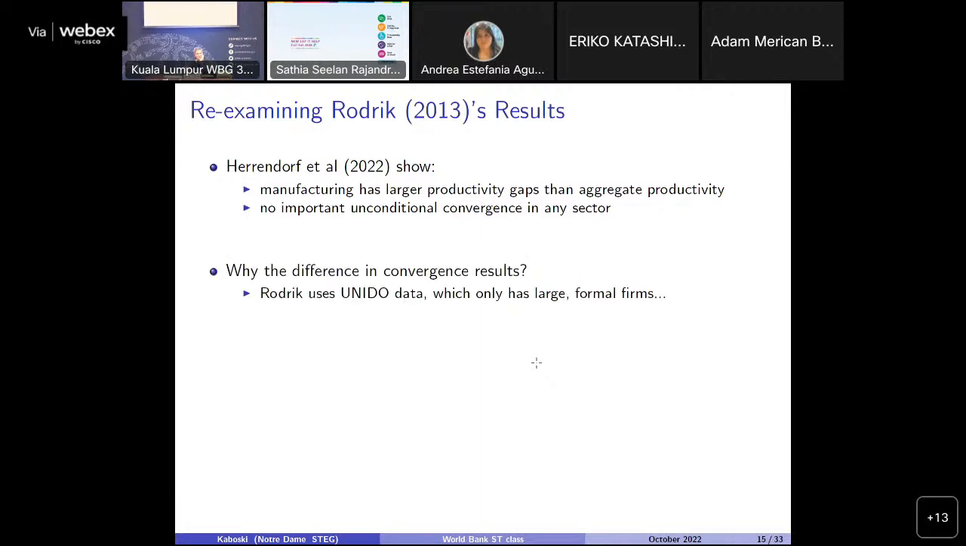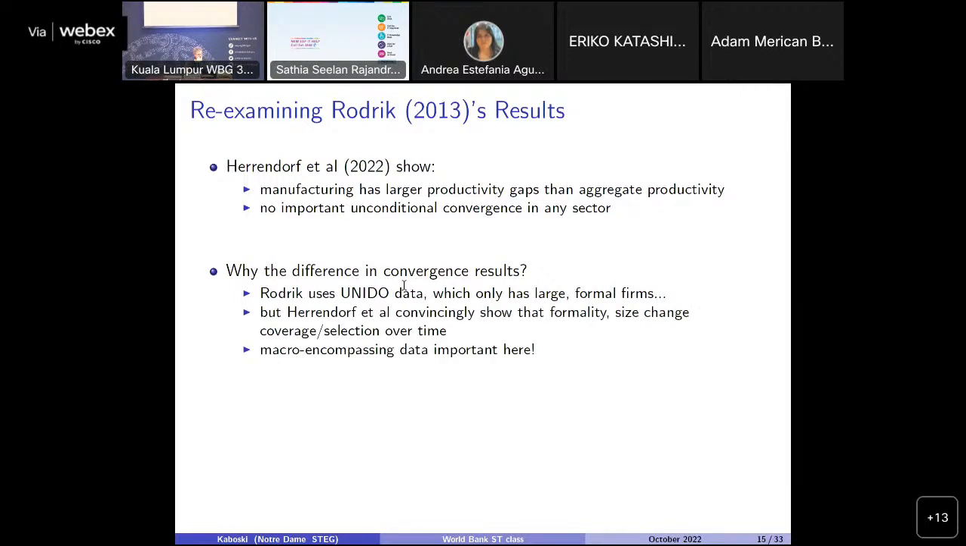So why is the difference in the convergence results? I'll show you these results in a moment. I mentioned this already. Rodrik uses UNIDO data, but UNIDO data only covers large firms, large formal firms, which in developing countries is not the set of everything that's going on. The problem is, and Herrendorf et al. convincingly show that the coverage in these surveys varies from year to year in important ways. And these changes in coverage and selection over time is really what's driving this convergence result.